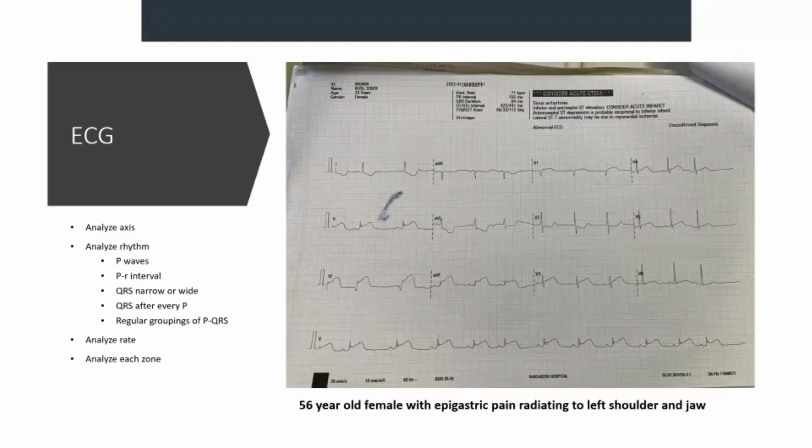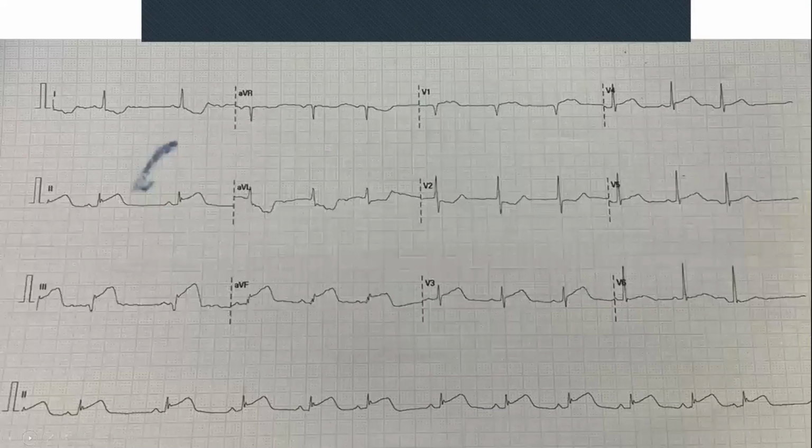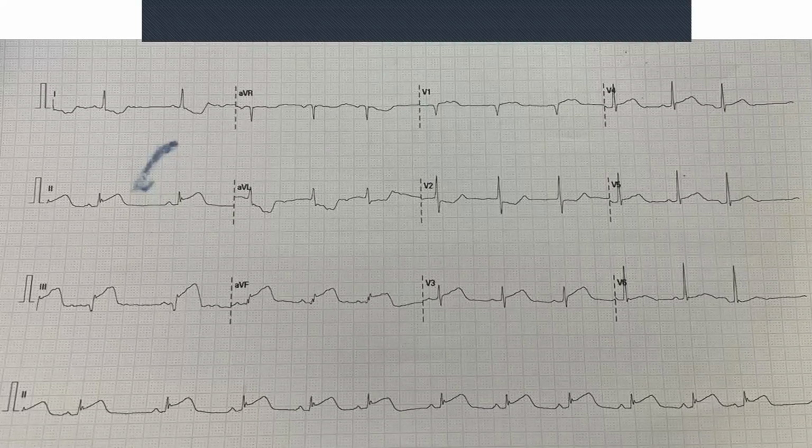What we're going to do is analyze this ECG a little bit privately. We're going to first analyze the axis, the rhythm, the rate, and so on. So here's the full ECG. I know it's not 100% clear over there, but I hope you can follow it a little bit. The first thing we have to define is the axis.